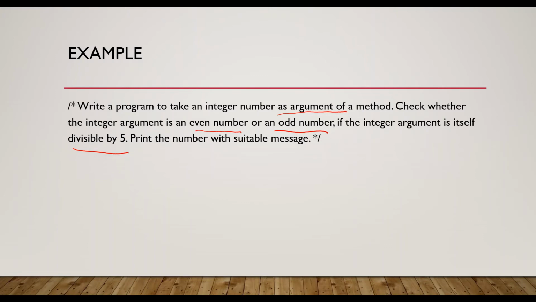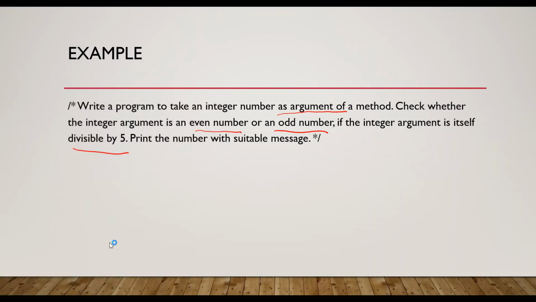Before that, let's modify the previous program to print the even number and the odd number. Means you have to check whether the integer argument is an even number or an odd number. Let's do that program first. After that we have to check another condition, that is divisibility by 5. Let's go for it.